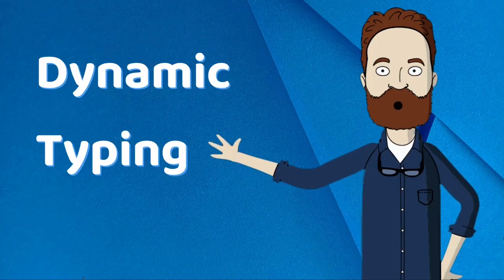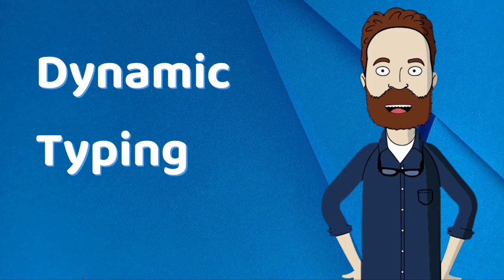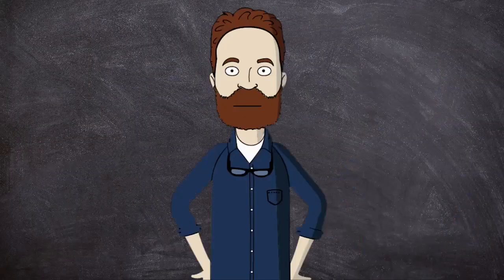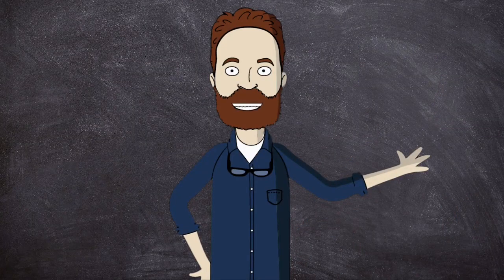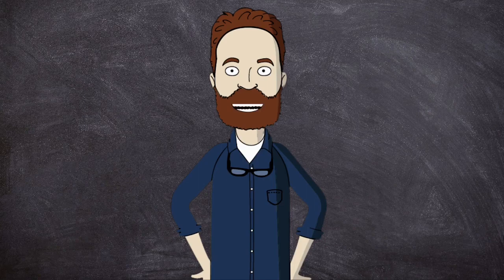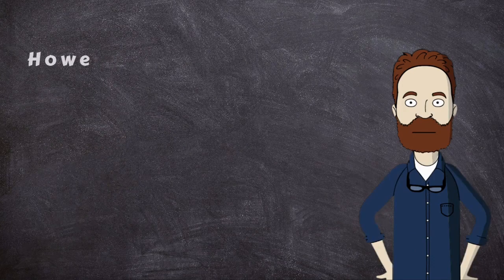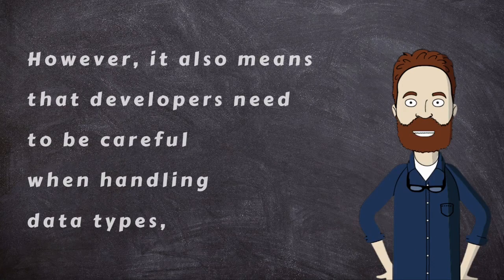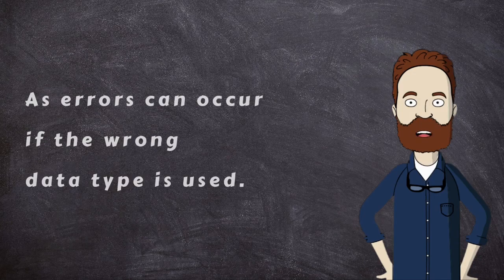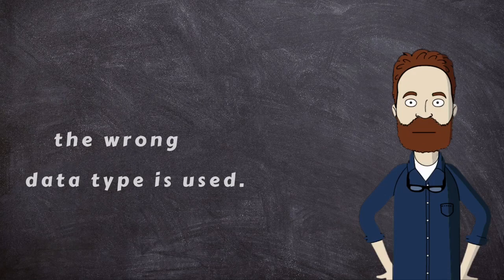Now I will explain you another feature of JavaScript, known as dynamic typing. JavaScript is a dynamically typed language, which means that the data type of a variable is determined at runtime, rather than at compile time. This makes JavaScript more flexible and adaptable than statically typed languages such as Java or C++. However, it also means that developers need to be careful when handling data types, as errors can occur if the wrong data type is used.